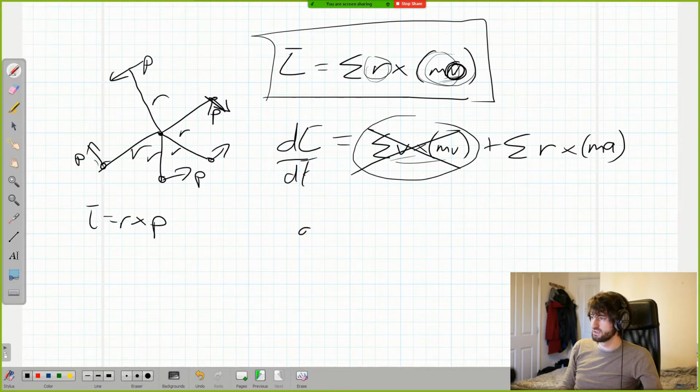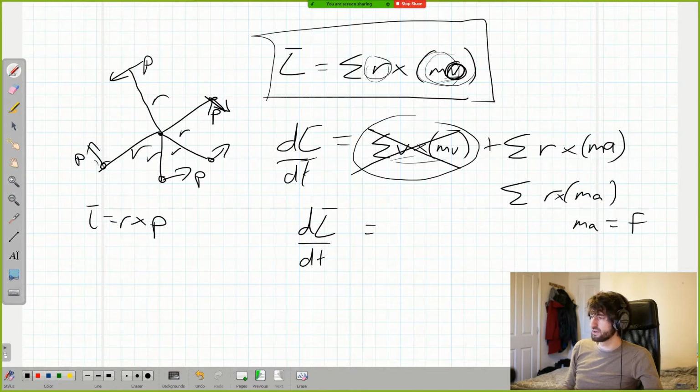So we can see that dl by dt is the same as the sum of all the r cross ma, and ma is force. F equals ma. So we get the sum of all the r cross F, and r cross F is torque. So we get the sum of the torques.